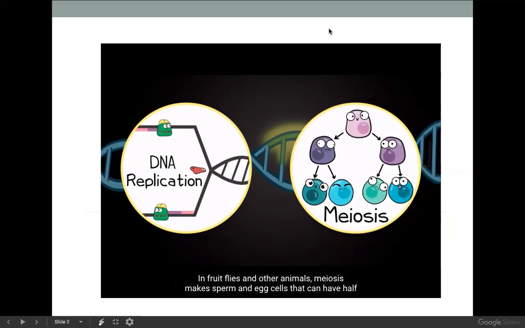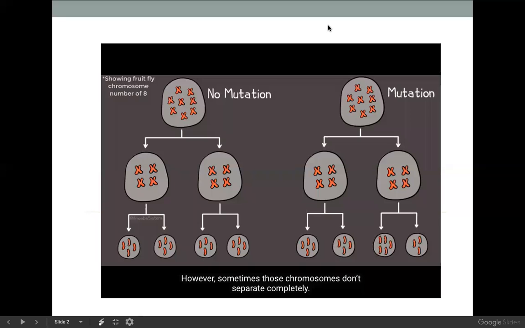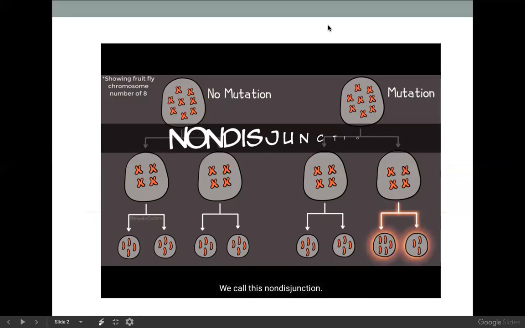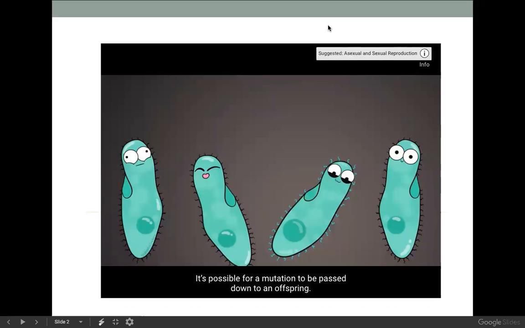In fruit flies and other animals, meiosis makes sperm and egg cells that can have half the number of chromosomes as the organism. However, sometimes those chromosomes don't separate completely. We call this nondisjunction. This can result in an egg or sperm cell that has too many or too few chromosomes. It's possible for a mutation to be passed down to offspring.